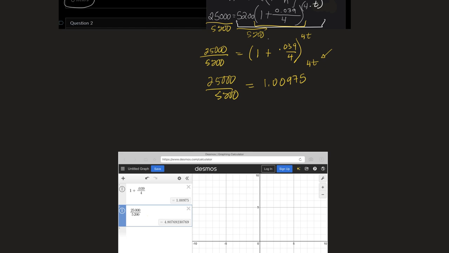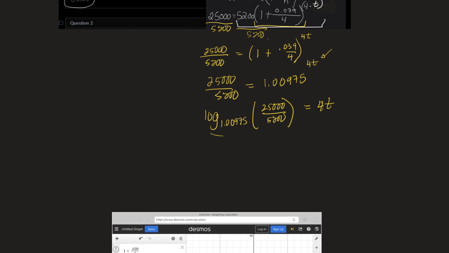Okay, to solve an equation that has a variable in the exponent, I can change it to log form. So it'll be log base 1.00975 of 25,000 over 5,200 is equal to 4t. And then I'll divide both sides by 4. So divide this side by 4, divide this side by 4, and this will give me my time.